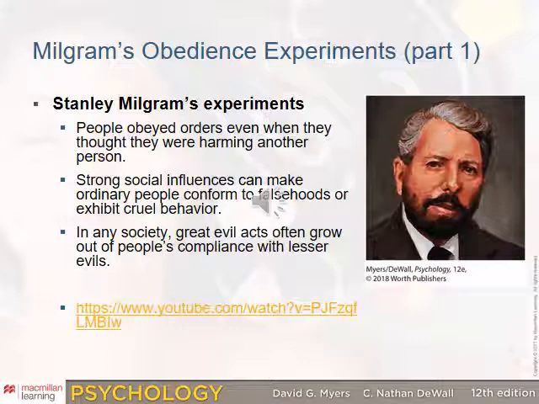But basically, he found out that people obeyed orders even when they thought they were harming other people. Strong social influence can make ordinary people conform to falsehoods or exhibit cruel behavior. In any society, great evil acts often grow out of people's compliance with lesser evil. Things have happened in the military very similar to this, and some very terrible historical instances have happened because just regular normal people were obeying orders.